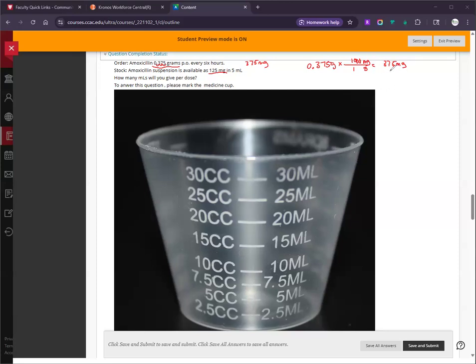Now your order matches your available: 125 milligrams times your 5 ml, and then you would get 15 as your answer. So 15 ml would be the correct answer. Okay.